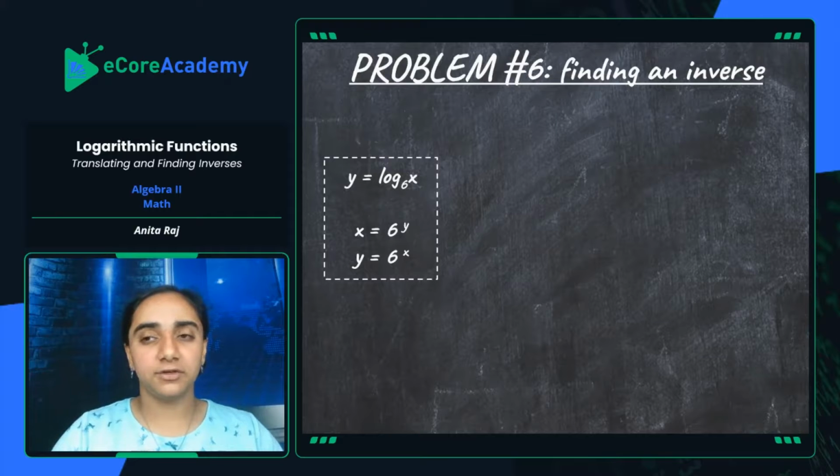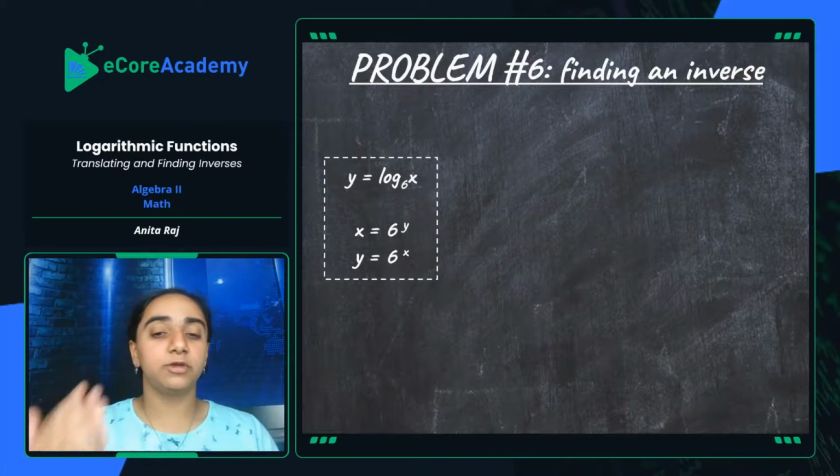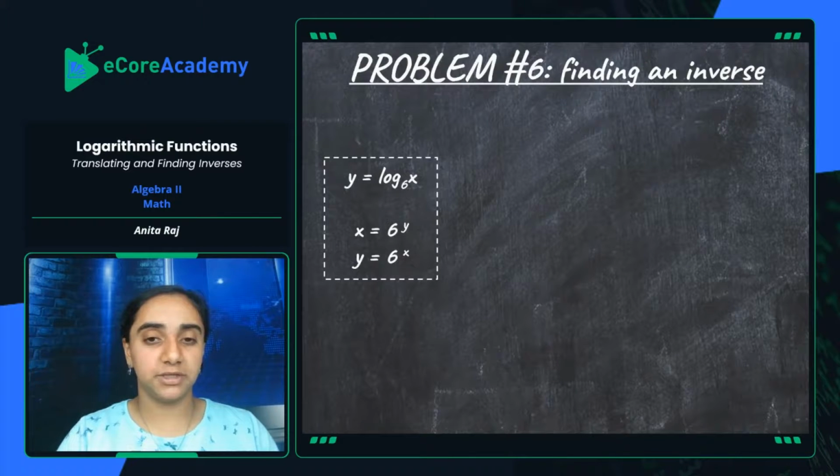Remember, when we're finding an inverse, there are two steps you can think of. First, we are going to swap the positions of x and y, and then we're going to solve for y. In this case, we actually took a step forward and rewrote this in exponential form, just so it'd be easier for us. So if we rewrite this in exponential form, we get x is equal to 6 to the power of y.